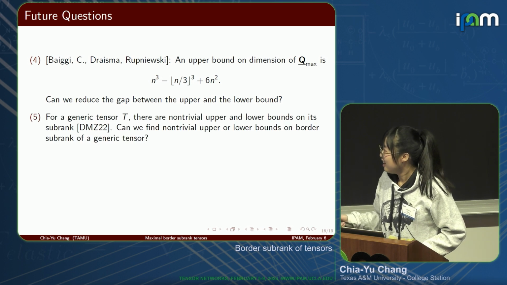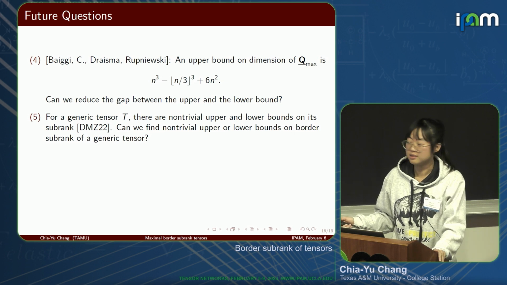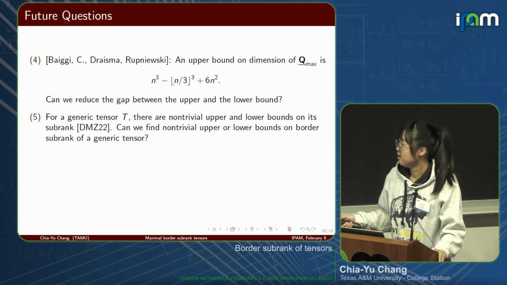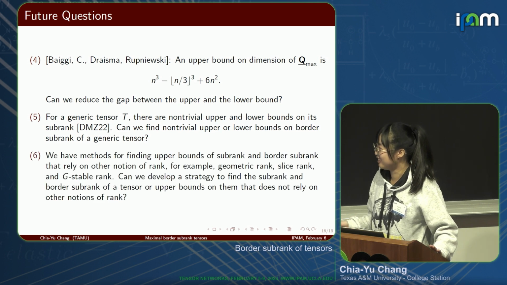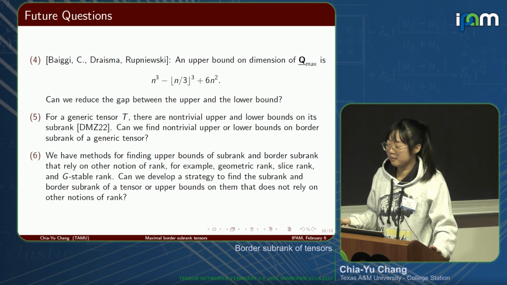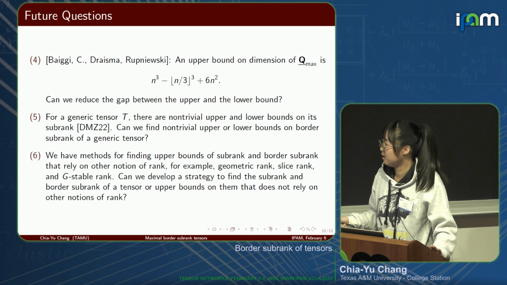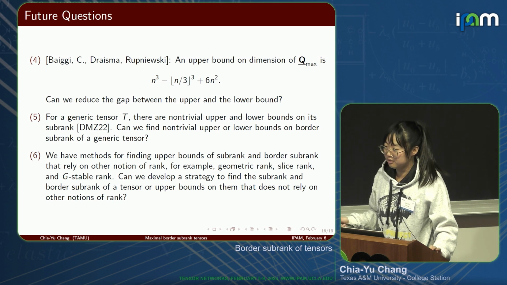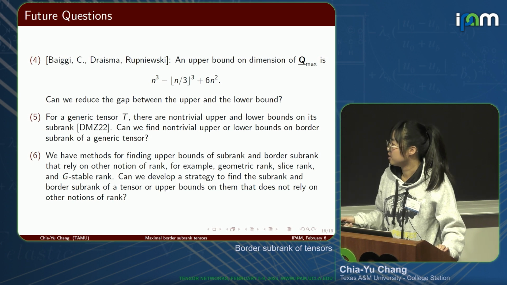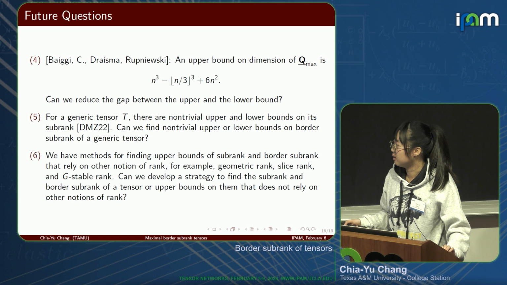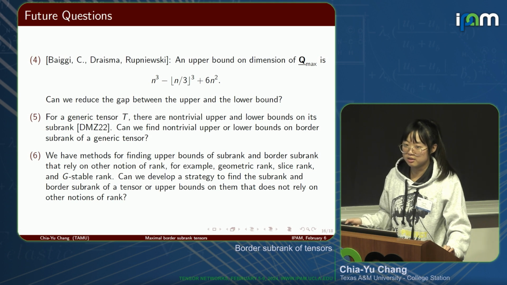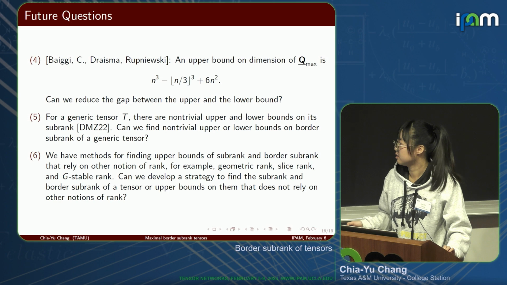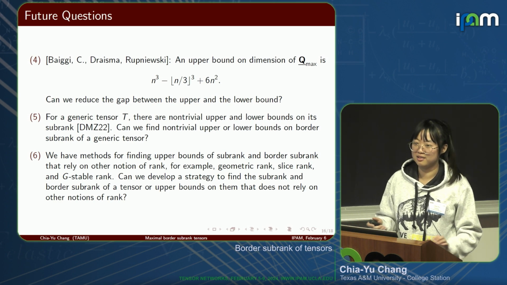And the next question: for a generic tensor T, we have non-trivial upper and lower bounds on its subrank, and can we find non-trivial upper or lower bounds on the border subrank of a generic tensor? And the last question: we have methods for finding upper bounds for subrank and border subrank of a tensor that rely on other notions of tensor rank, for example, geometric ranks like rank and G-stable rank. Can we develop a strategy to find the subrank and border subrank that does not rely on those notions of rank? Okay, that's all of my talk. Thank you for listening.